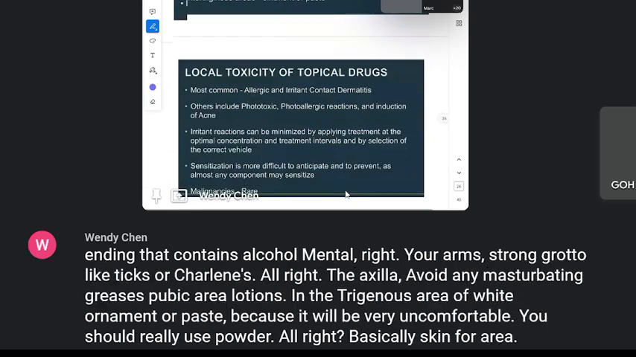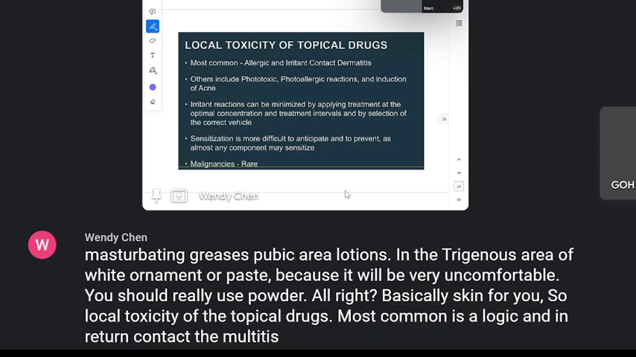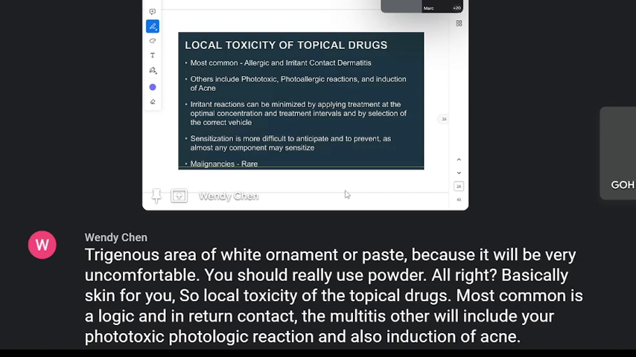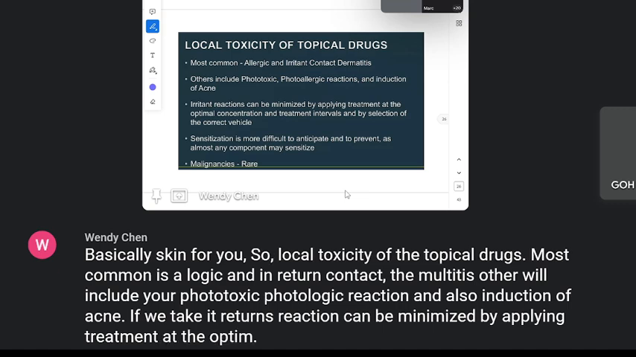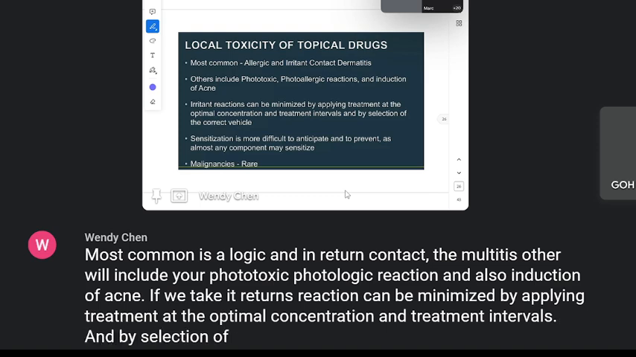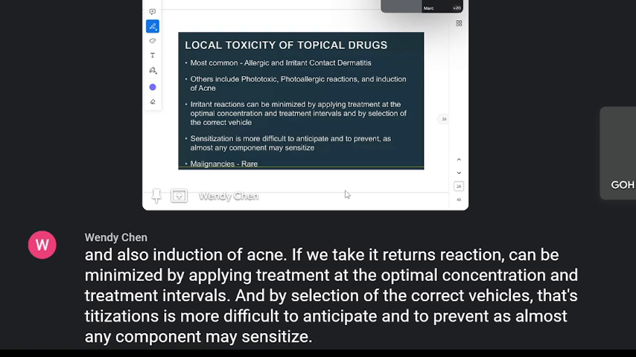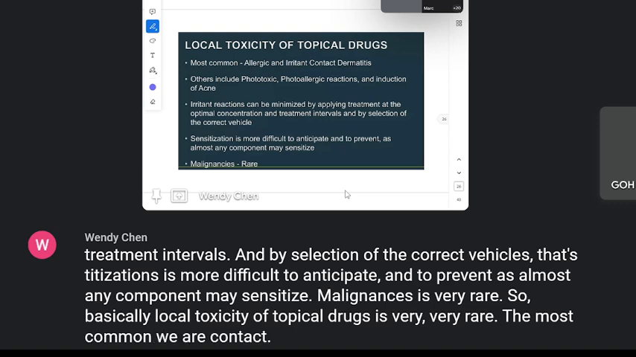Basically skin fold area. So local toxicity of the topical drugs, most common is the allergic and irritant contact dermatitis. Others include phototoxic, photoallergic reaction and also induction of acne. Irritant reaction can be minimized by applying treatment at the optimal concentration and treatment intervals and by selection of the correct vehicle. Sensitization is more difficult to anticipate and to prevent as almost any component may sensitize. Malignancies are very rare. So basically local toxicity of topical drugs is very rare. The most common will be your contact dermatitis only.